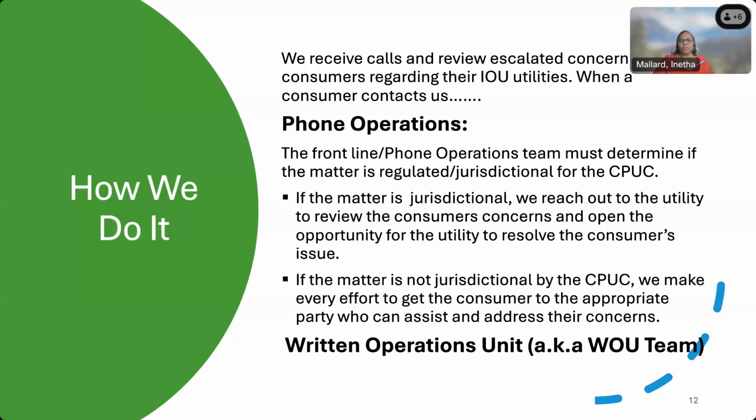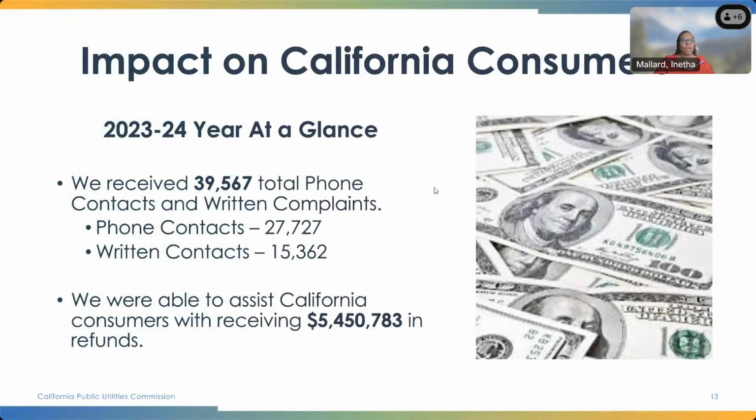Our impact on the customers so far this quarter, year to date, is we've received about 40,000 phone contacts and written complaints total. Our phone team, our front line, is responsible for taking about 27,000 calls. And like Heather says, they are the ones that educate our consumers, help them get to where they need to be if it's something that we can help them with right away, and help them figure out what we do in terms of taking their complaints and what we can assist them with. So Heather's team does a really good job of that.